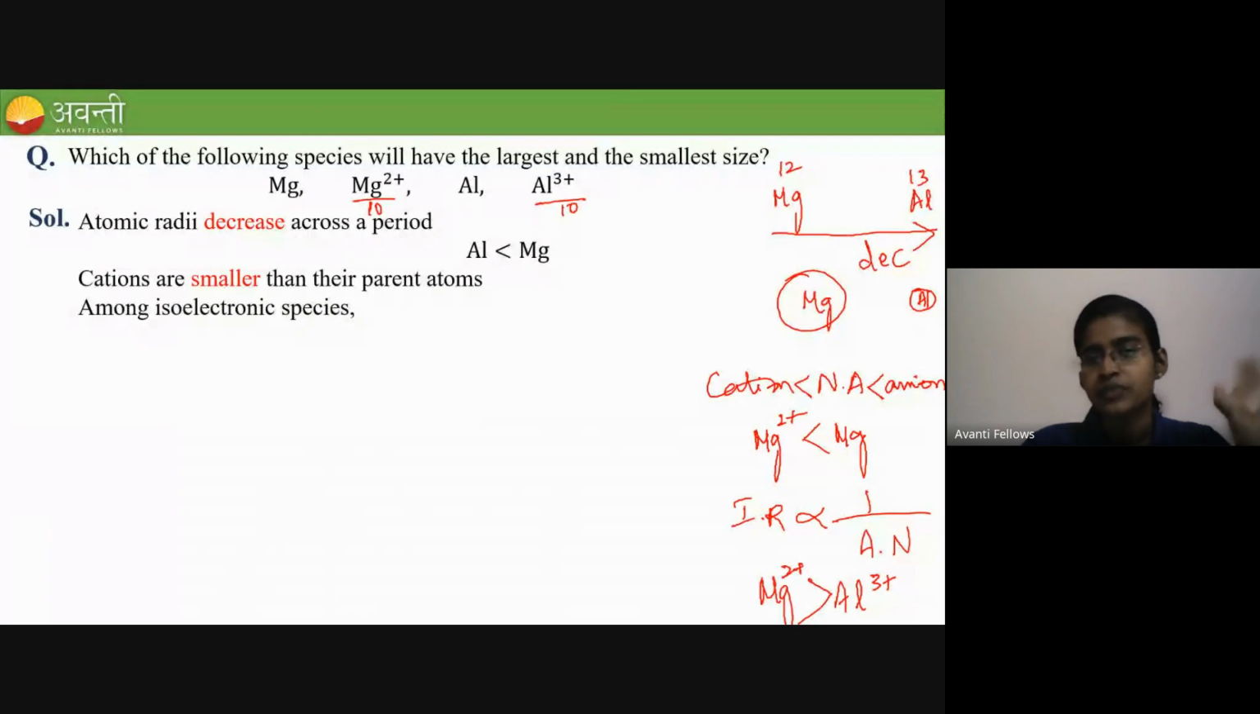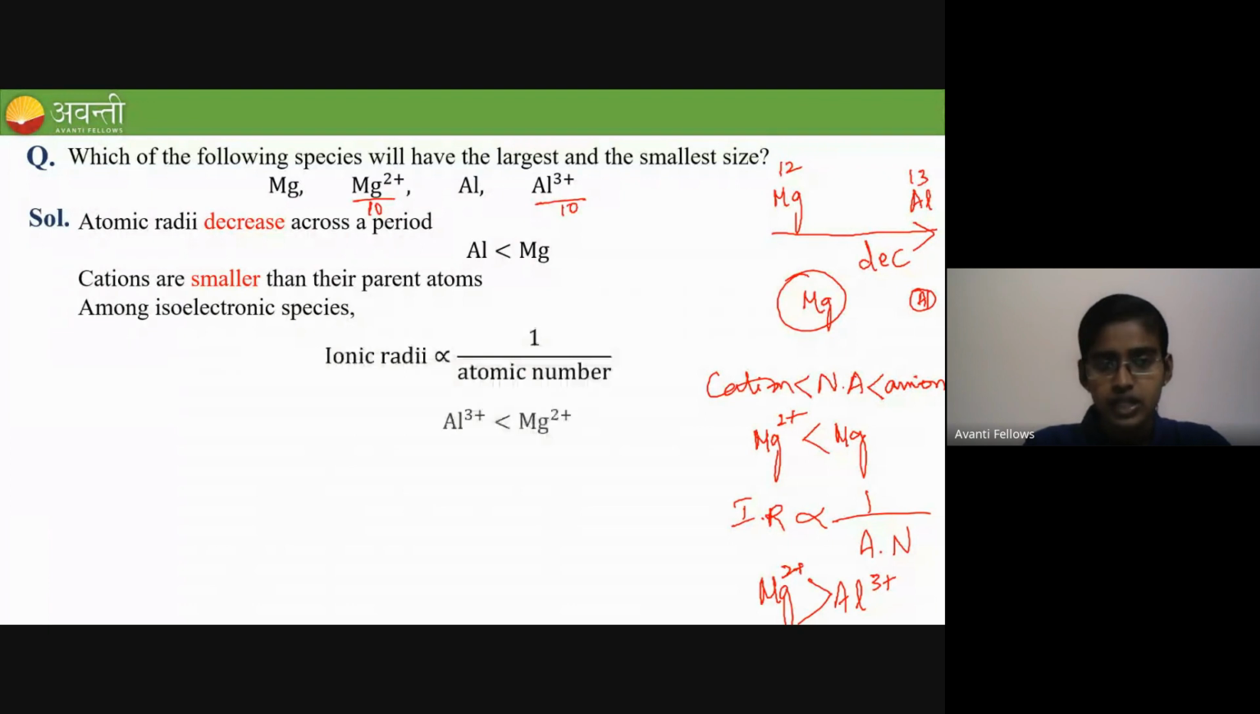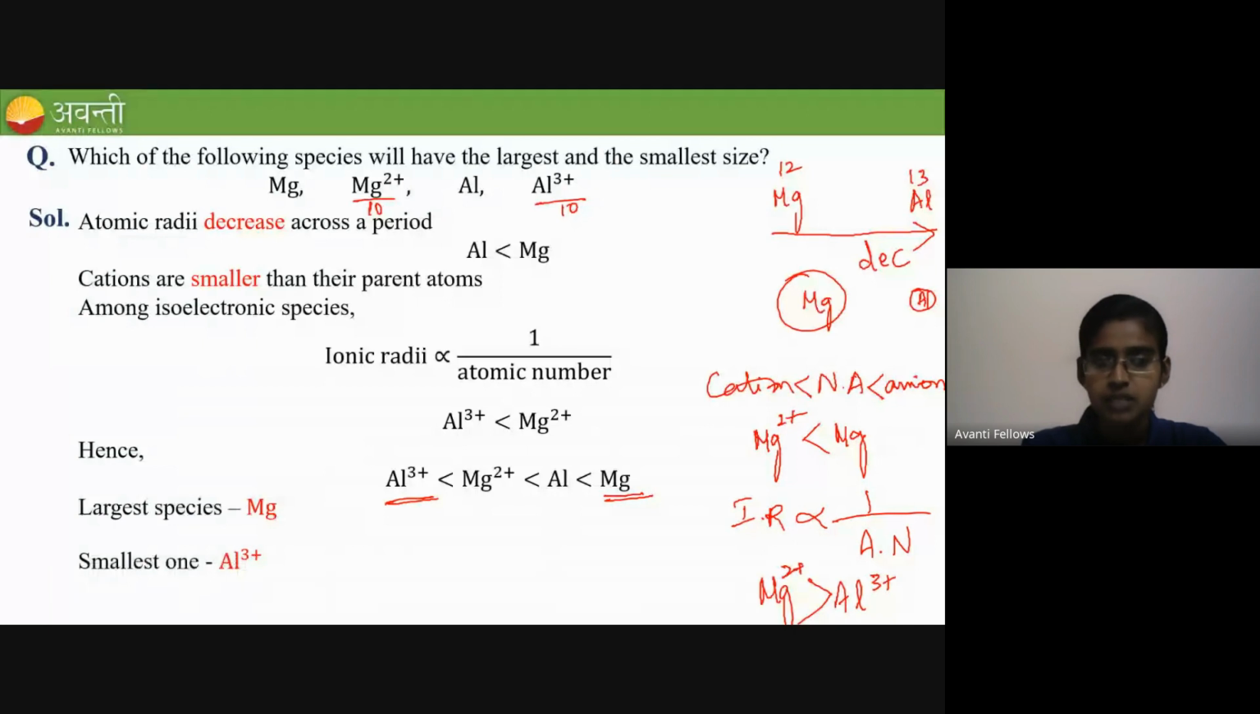Now, among these isoelectronic species, which falls under this relation, according to this relation, Mg2 plus is greater than aluminium 3 plus. So, hence, the given 4 species follow this order, that is magnesium is the largest sized element and aluminium 3 plus is the smallest sized element. So the largest is magnesium and the smallest is aluminium 3 plus.